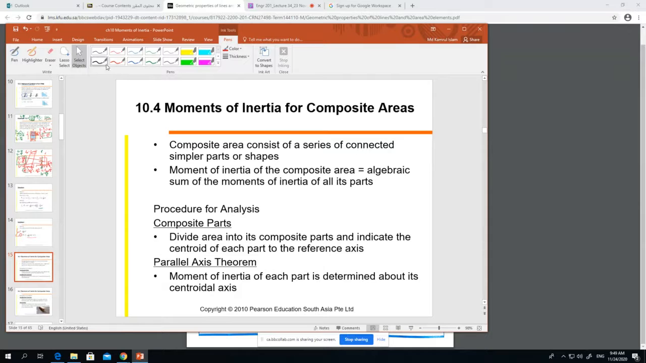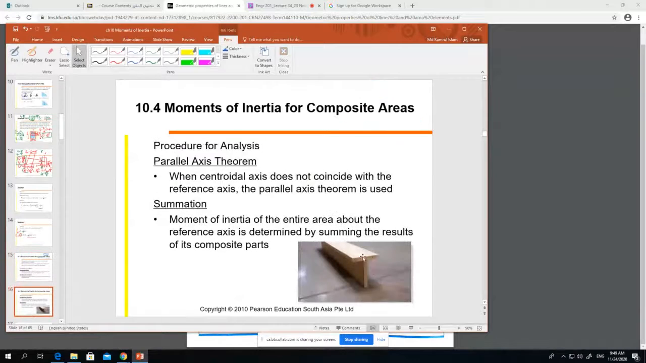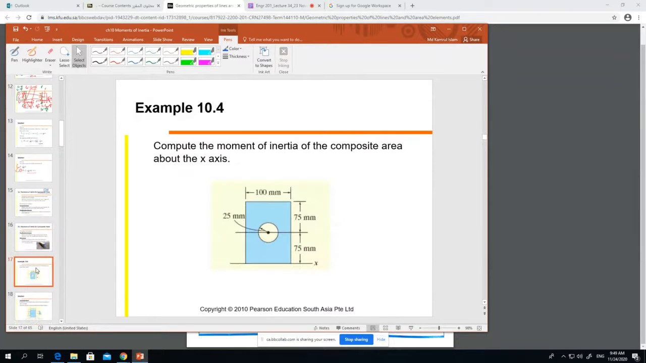Now we start learning the moment of inertia with respect to a composite area. Composite area means, like I told you before, a combination of different shapes. This is a composite area, right? As an example, this area looks like a T shape. So what is the moment of inertia of this? Now we will do one example. Compute the moment of inertia around the x-axis. They ask around the x-axis. Where is the x-axis? The x-axis is here.